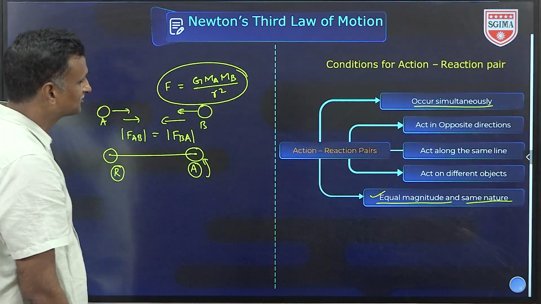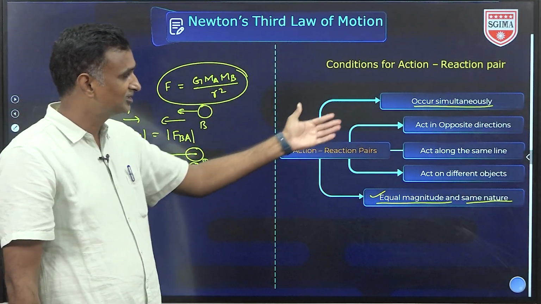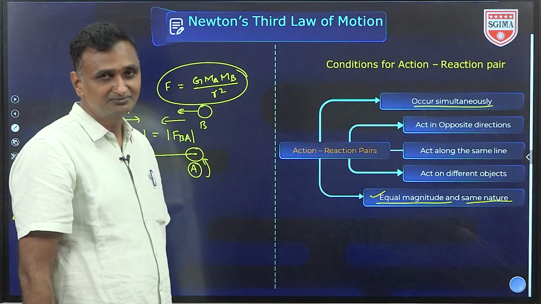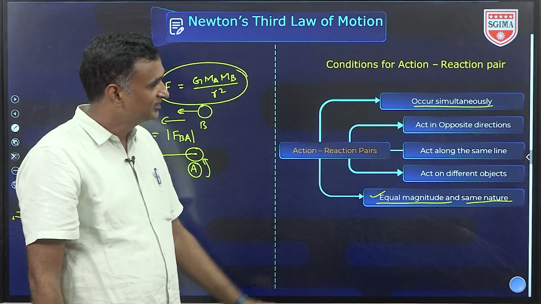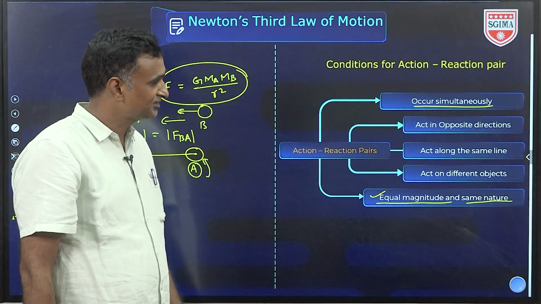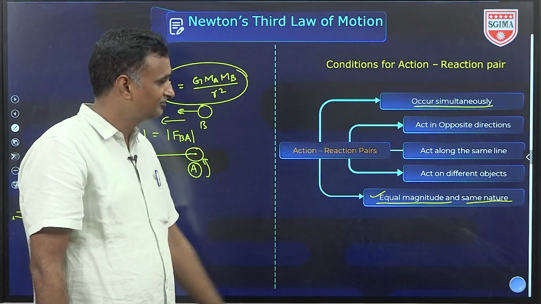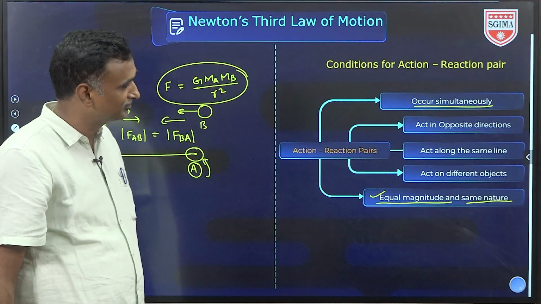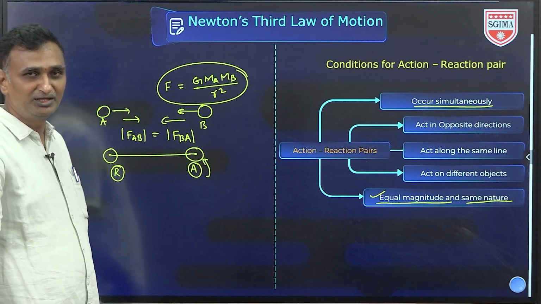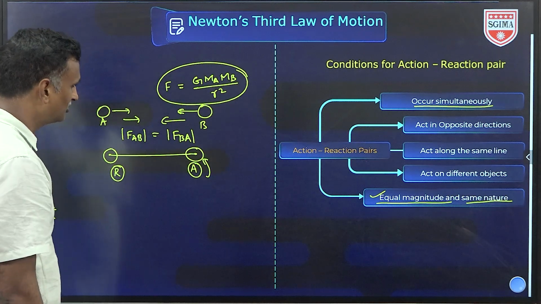Right. So, these are some conditions or characteristic properties of action-reaction pairs. First, they occur simultaneously; second, they act in opposite directions; third, they act along the same line; fourth, they act on different objects; and fifth, equal magnitude and same nature, right? Let us move on to the next slide.